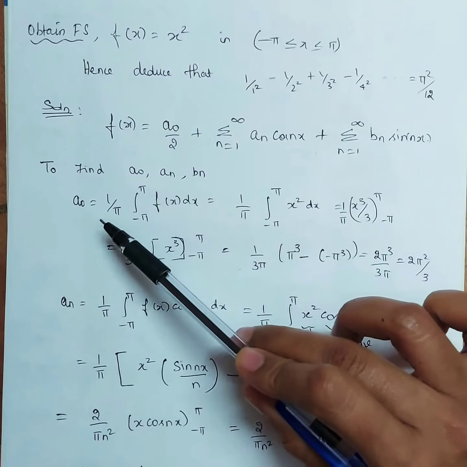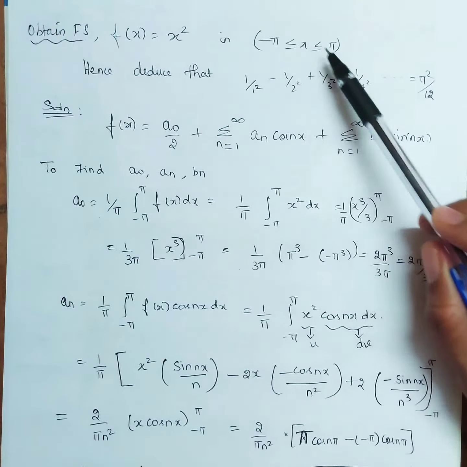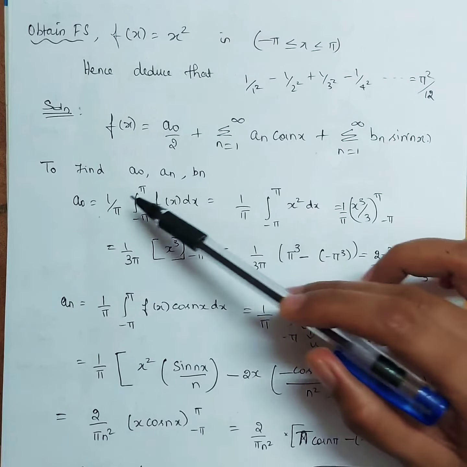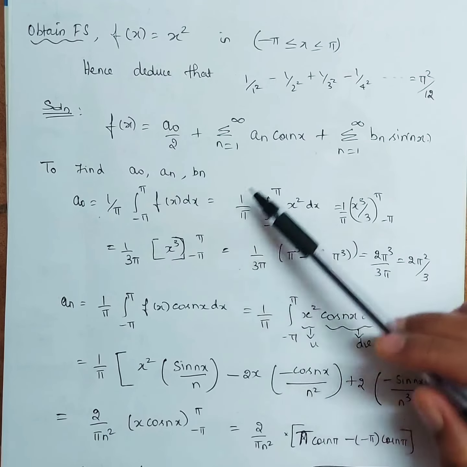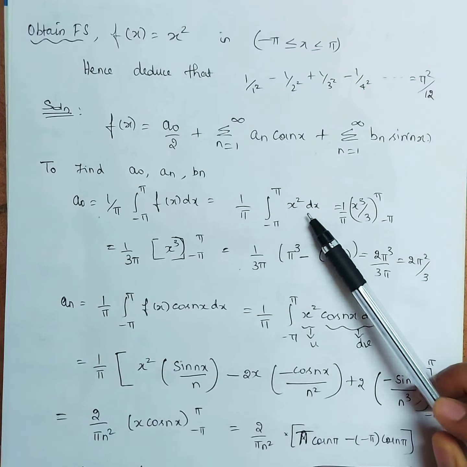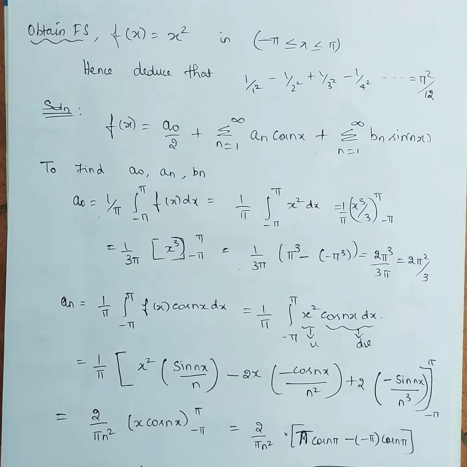So first, what is the formula for a0? a0 is 1 by pi integral minus pi to pi, because the given interval is minus pi to pi. In case if they have given 0 to 2 pi, we will write 0 to 2 pi. Okay. So 1 by pi integral minus pi to pi f of x dx. This is the formula. What is my function f of x? X square. If I integrate x square, I will get x power 3 by 3, because integration of x power n formula is x power n plus 1 by n plus 1. Here in the place of n we have 2. Simple integration. And we are going to apply the limit. Lower limit is minus pi, upper limit is pi.